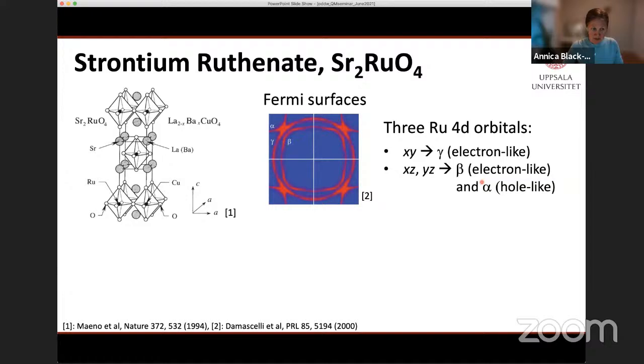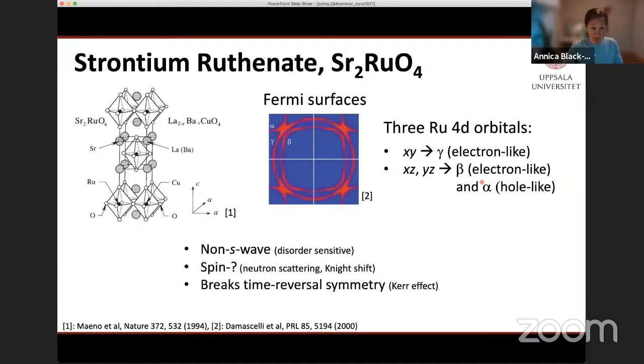So this material is a low temperature superconductor. It's very likely a non-s-wave state, disorder sensitive. It was believed for many years to be a spin triplet chiral p-wave superconductor, but more recent results have shown that that's probably not what's happening. I write a question mark here because I don't know if it's fully established exactly what the symmetry is. What I'm going to show you actually does not depend on spin singlet or spin triplet.